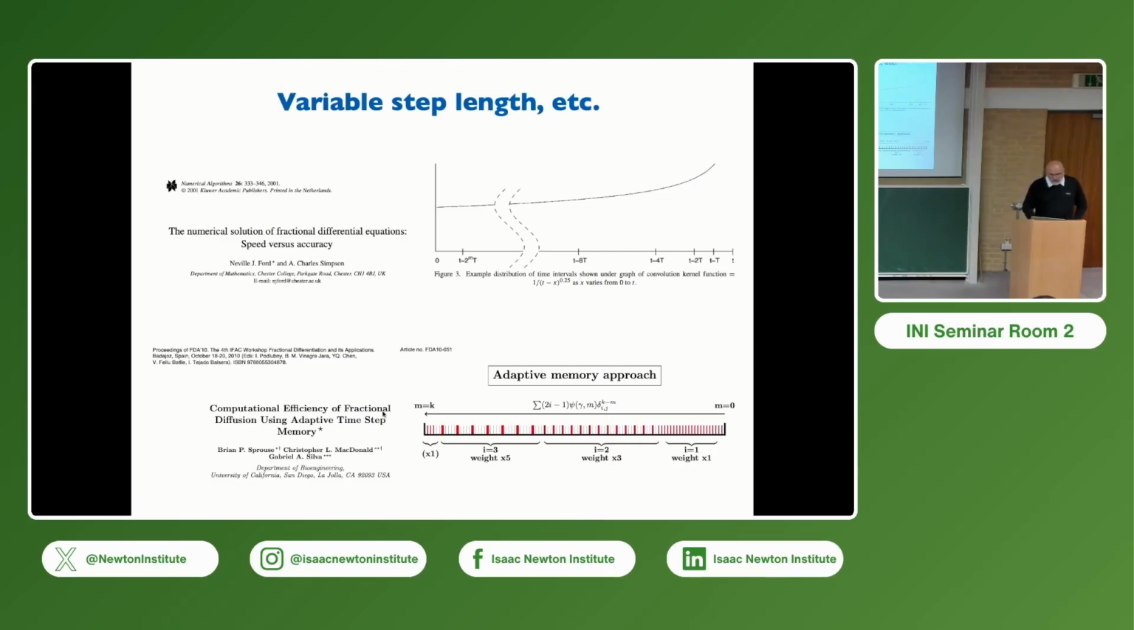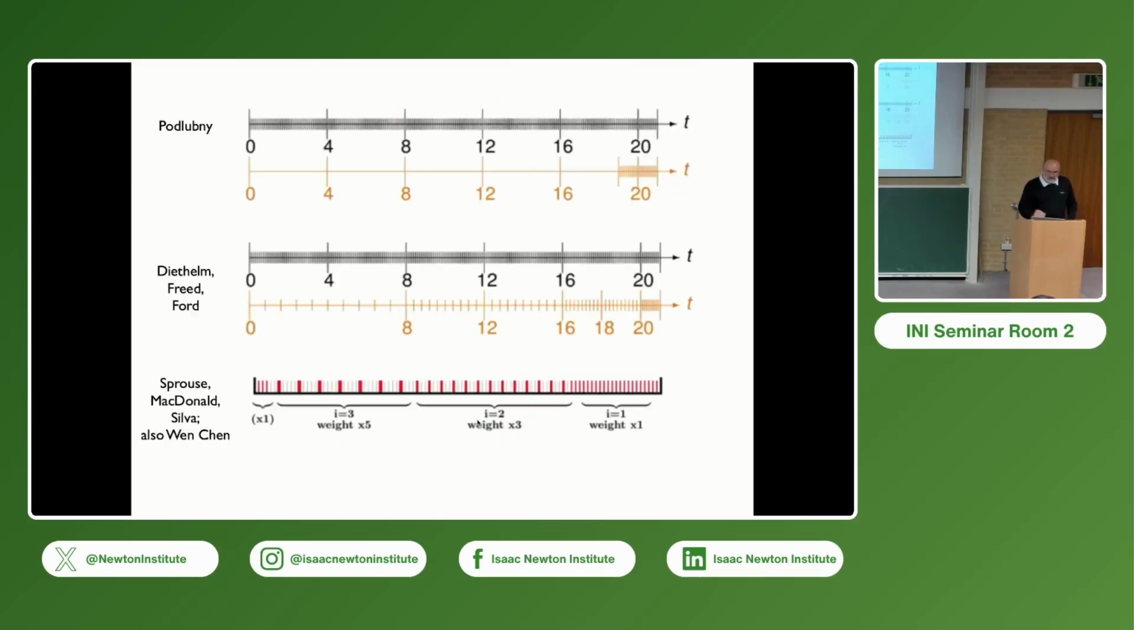And other people like Chris MacDonald with co-authors and also late Professor Wen Chen, they came with ideas like this. The most important points are near the current instant. The far past is not so important. So basically, they started aggregating them in clusters to reduce the amount of computation, like that.